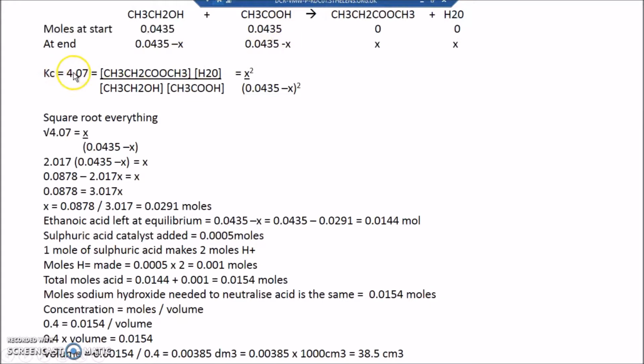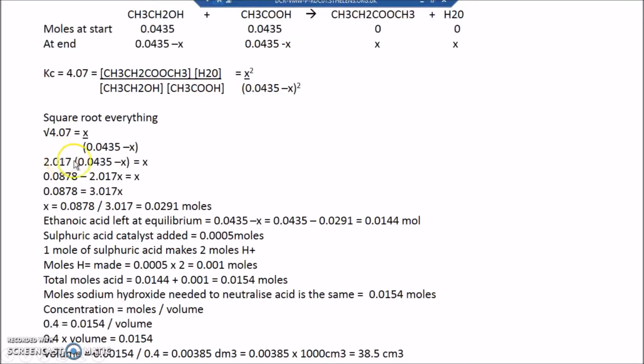Now I've got my equilibrium constant, which equals 4.07, and it's the concentrations of the products divided by the concentrations of the reactants. That looks like that. The concentrations of each of these are X, so that's X squared, divided by 0.435 take away X, and it's the same in both cases. Then if I square root everything, I'm allowed to do that, the square root of 4.07 equals the square root of X squared, which is X, over the square root of 0.435 take away X squared, which again is 0.435 take away X. So I've just removed the squares.